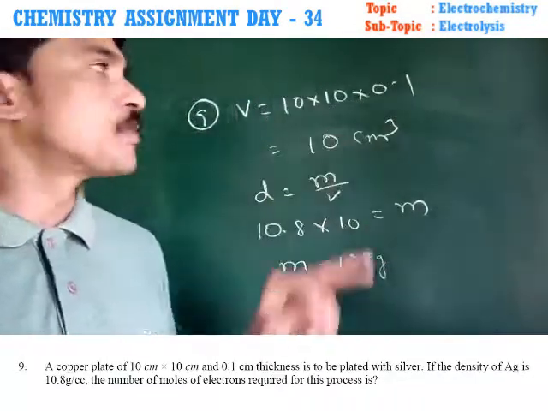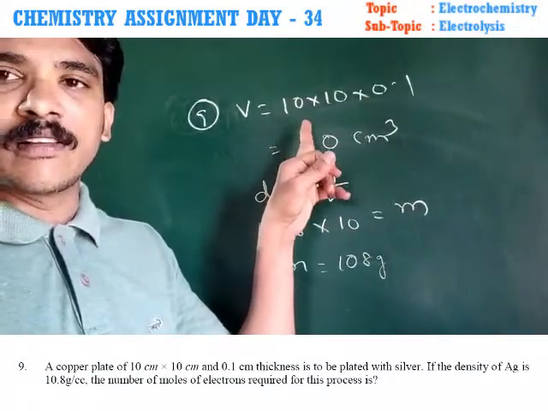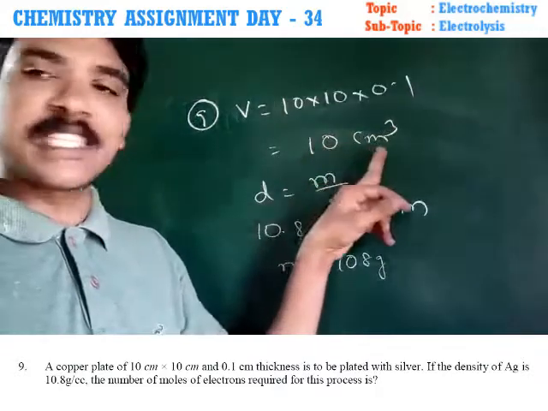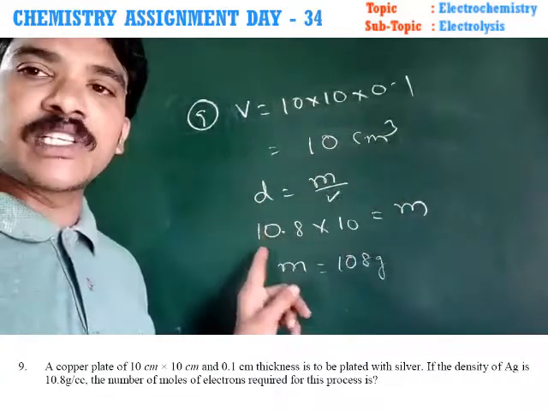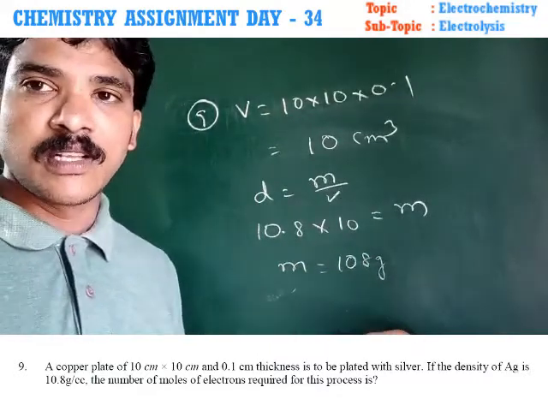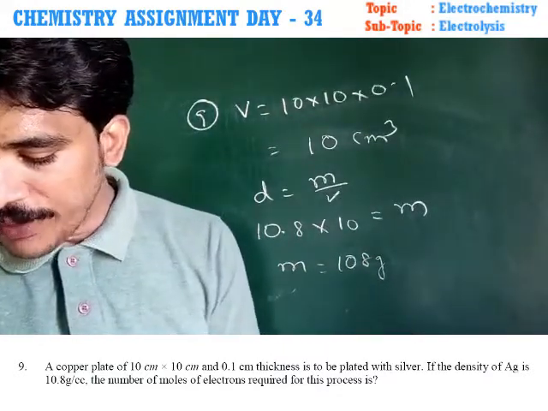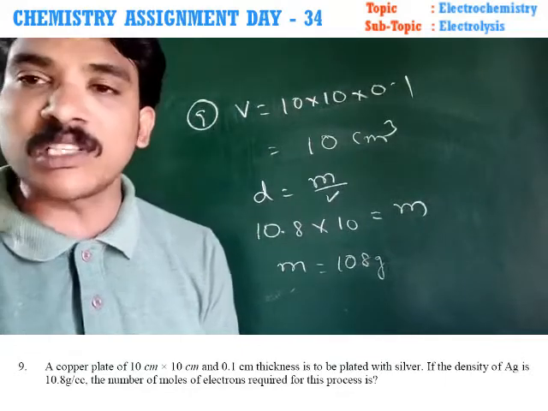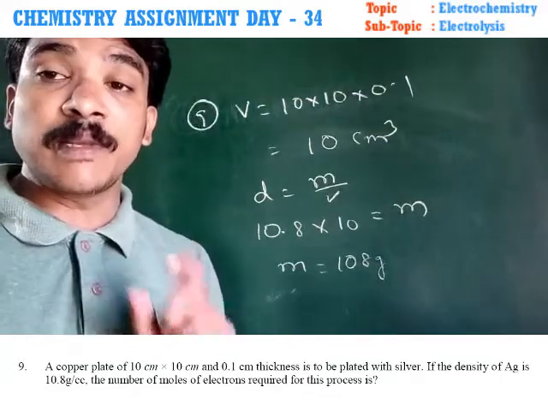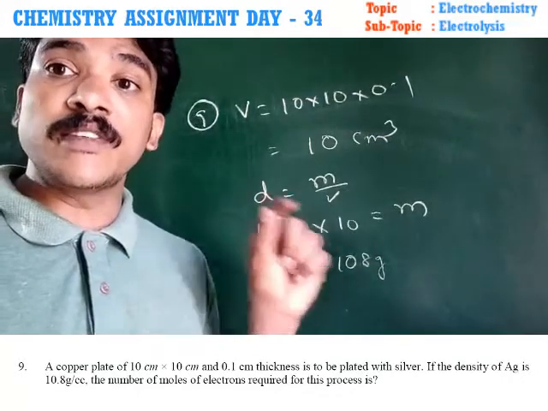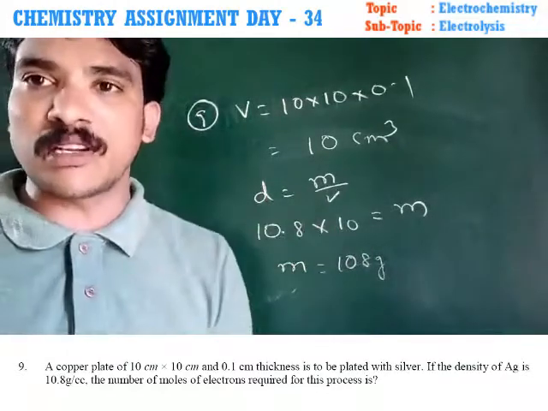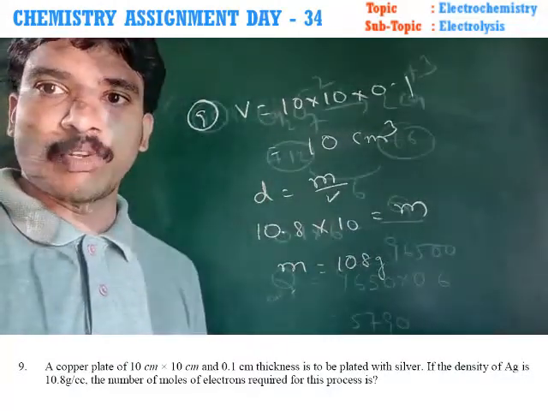Question number 9. Volume is given as 10 into 10 into 0.1, that is 10 centimeter cube, and density is given as 10.8. By using this data, we can find the mass, 108 grams. Then the question: find the moles of electrons required for this process. As the given plate is a silver plate, silver atomic weight is 108 gram and equivalent weight is 108. So here weight is 108, that means 1 mole of electron is transferred in this process.